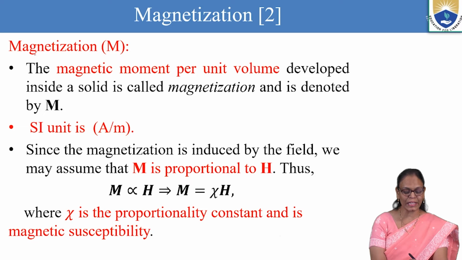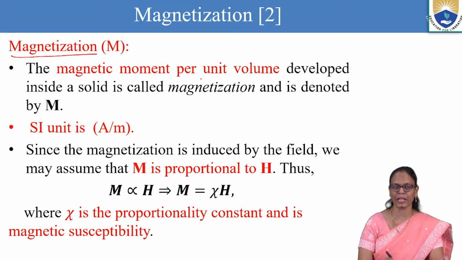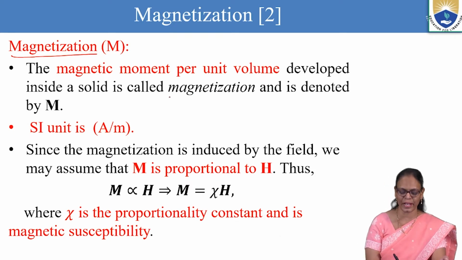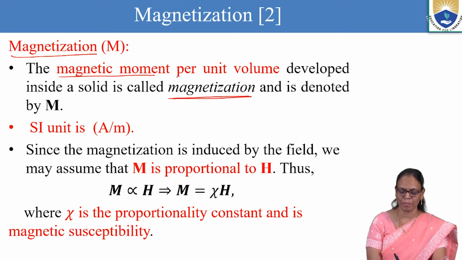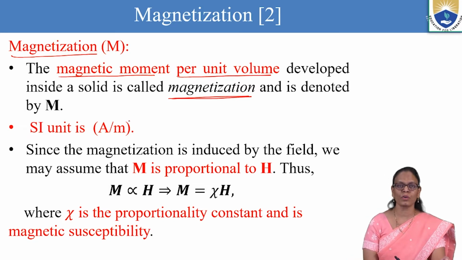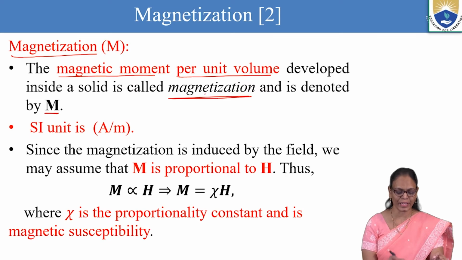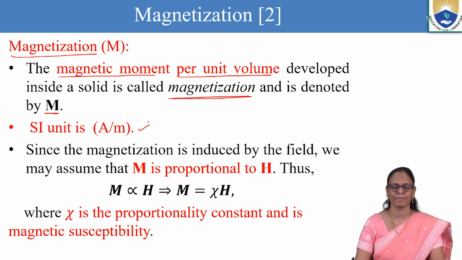Next comes the term magnetization. What is magnetization? The magnetic moment per unit volume that is developed inside a solid is called magnetization. It is denoted by capital M. Magnetic moment is denoted by small m generally, and the magnetization is denoted by capital M. Then the SI units are ampere per meter.